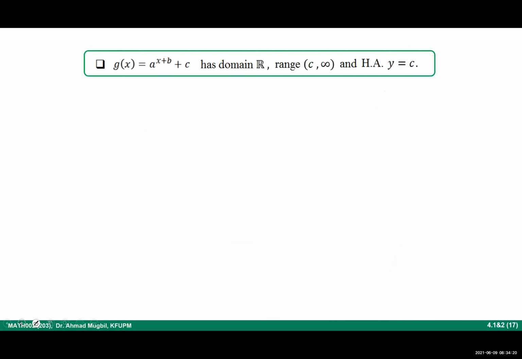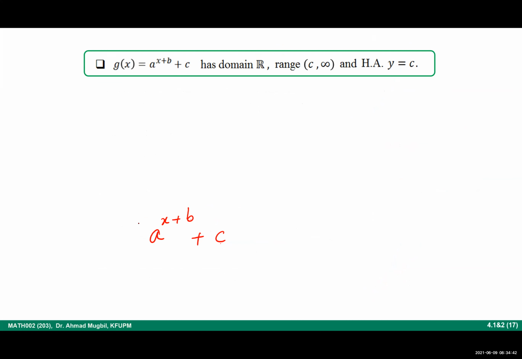Any questions, shabab? This is the summary of all we did before. In general, shabab, if you have a to the power x plus b, where b is positive or negative, it could be x minus 3, x plus 3, for example. Whatever, b is a positive or negative number. Plus c also, it could be a vertical shift or horizontal shift, vertical shift up or down.